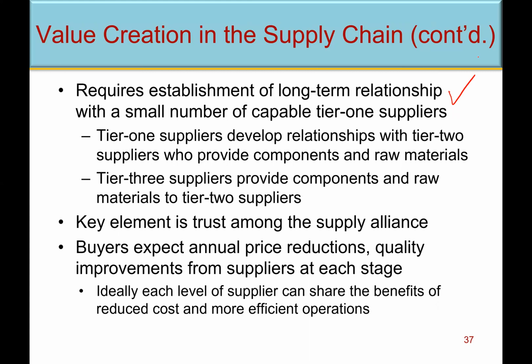If tier one can have good management, they are able to get quality raw material to build the product. Tier three suppliers provide components of raw material to tier two suppliers. So these are the whole chain, and the whole chain means keeping good quality. The relationship to understand each other is very important, because the quality requirements have to transfer from one tier to the other tier. The key element is trust among the supply alliance. Buyers expect annual price reductions and quality improvements from suppliers at each stage.